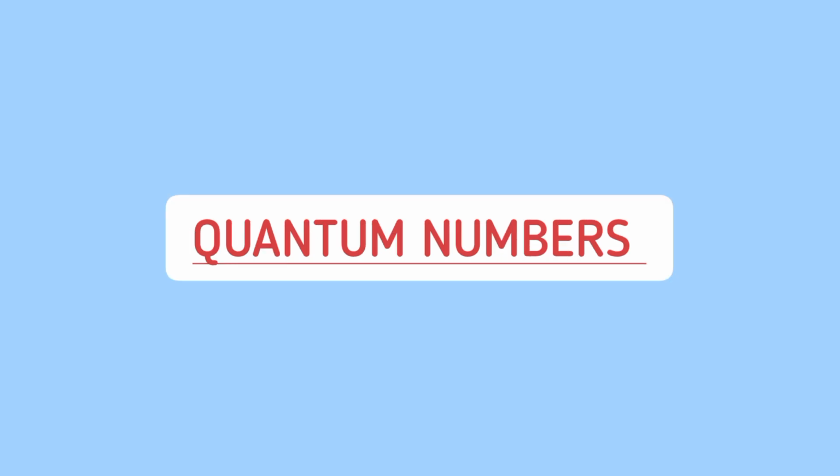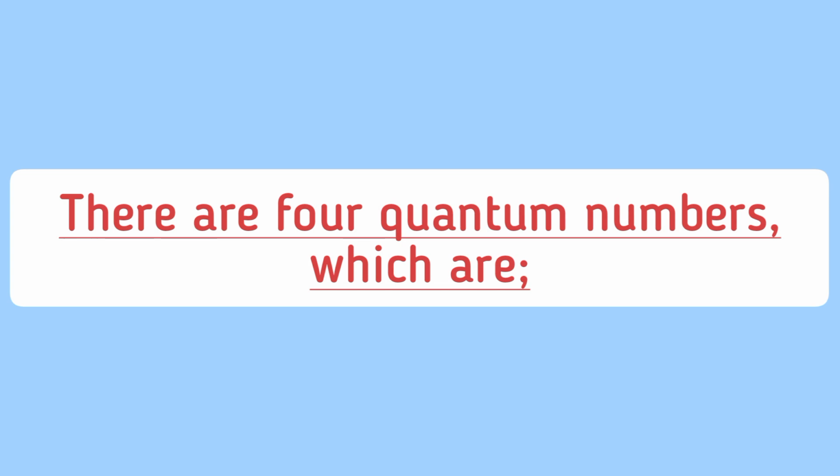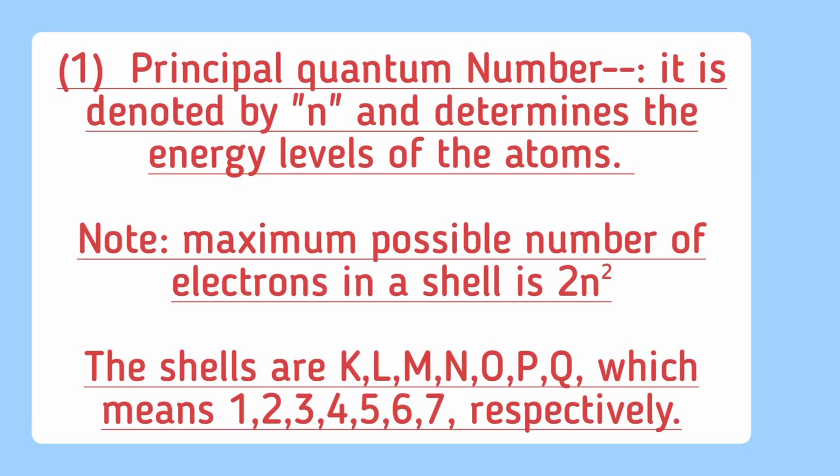Quantum numbers. There are 4 quantum numbers, which are: number 1, the principal quantum number. It is denoted by n and determines the energy levels of the atoms. Note: the maximum possible number of electrons in a shell is 2n raised to the power of 2. The shells are K, L, M, N, O, P, Q, which means 1, 2, 3, 4, 5, 6, 7 respectively.